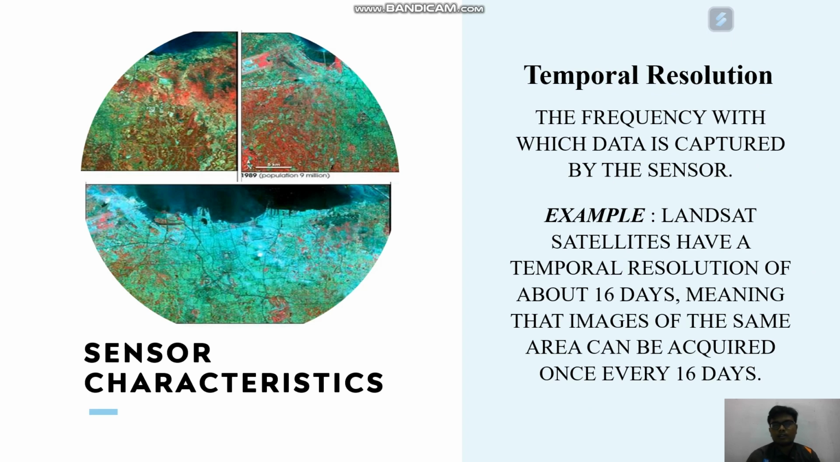The next sensor characteristic is temporal resolution, the frequency with which data is captured by the sensor. For example, Landsat satellites have a temporal resolution of about 16 days, meaning that images of the same area can be acquired once every 16 days.